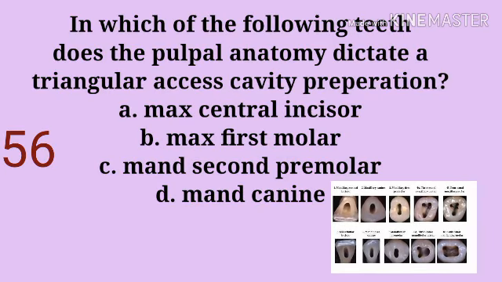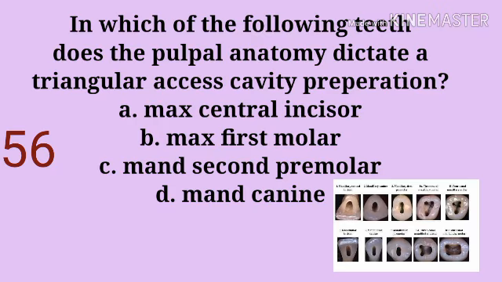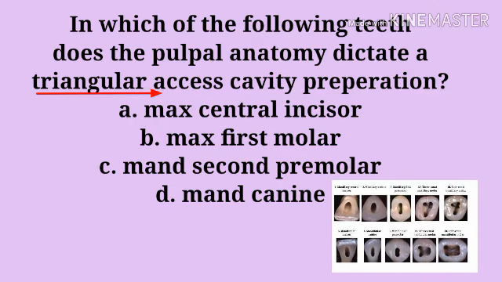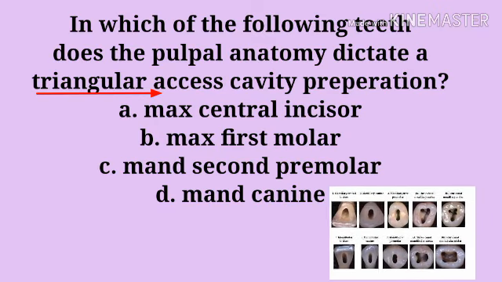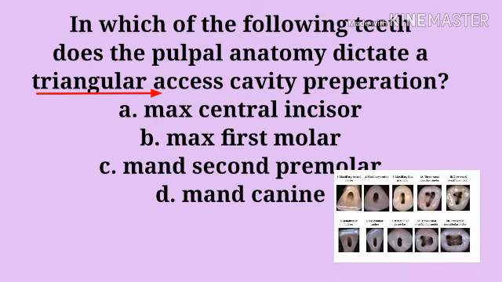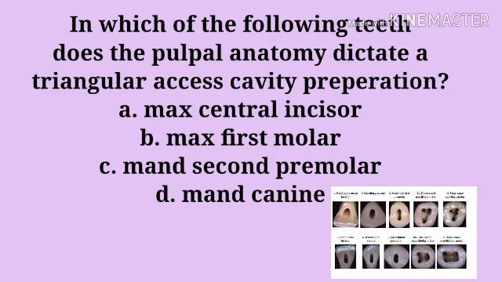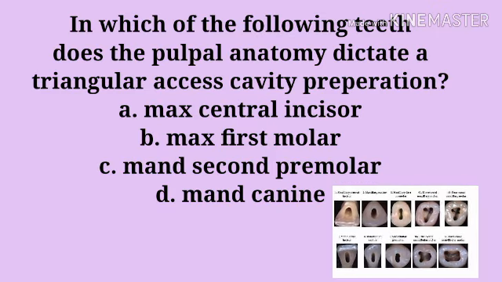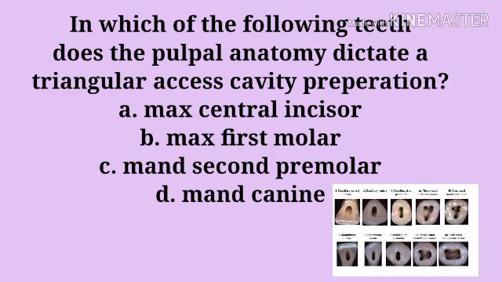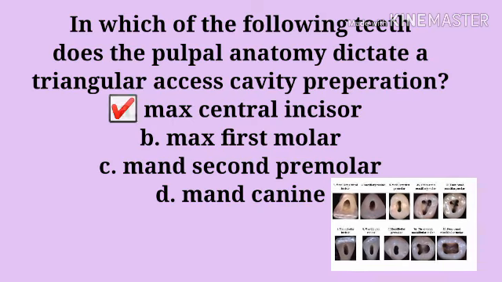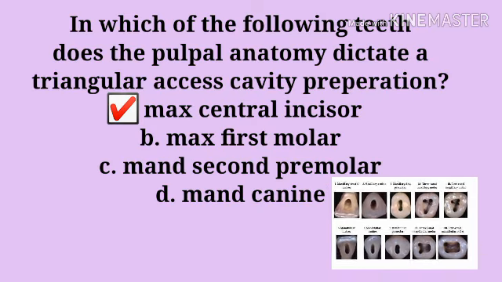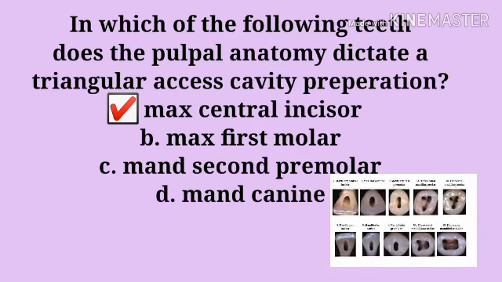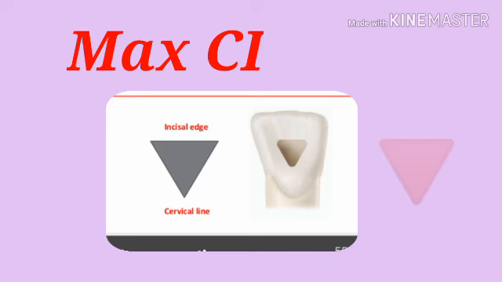Next question. In which of the following teeth does the pulpal anatomy dictate a triangular axis cavity preparation? A. Maxillary central incisor, B. Maxillary first molar, C. Mandibular second premolar, D. Mandibular canine. Answer is A. Maxillary central incisor.